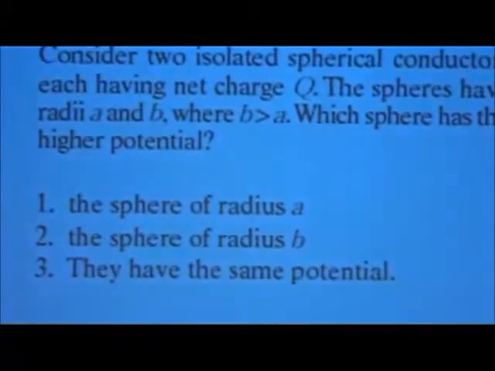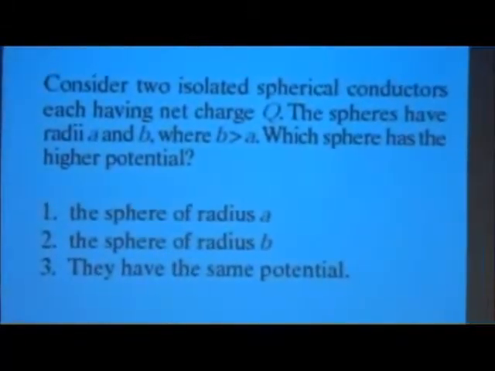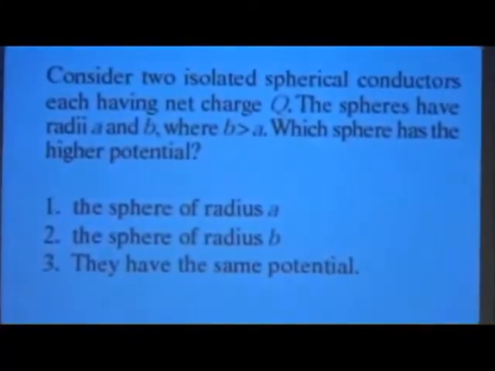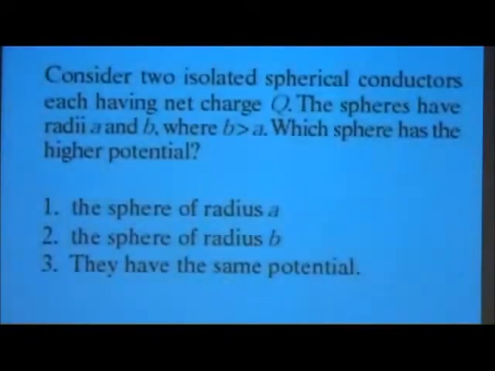Okay, it's saying consider two isolated spherical conductors, each having a net charge q. These spheres have radii a and b, where b is greater than a. Which sphere has a higher potential? You have 3 choices. Please talk to a person next to you. Your time starts now.